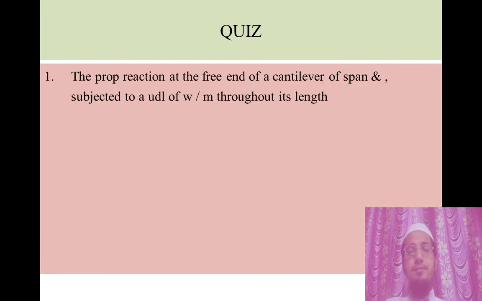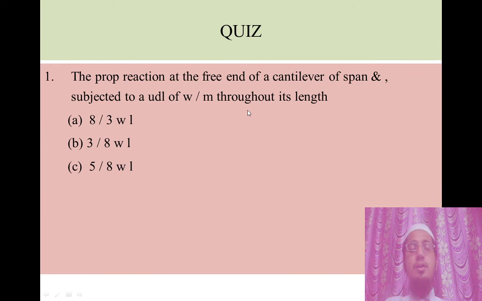The prop reaction at the free end of a cantilever of span L and subjected to UDL of w per meter throughout its length. What is he asking? What is prop reaction at free end for a prop cantilever of span L subjected to UDL over the entire span? Okay, and options are 8 by 3 WL, 3 by 8 times WL, 5 by 8 times WL, and 8 by 5 times WL.